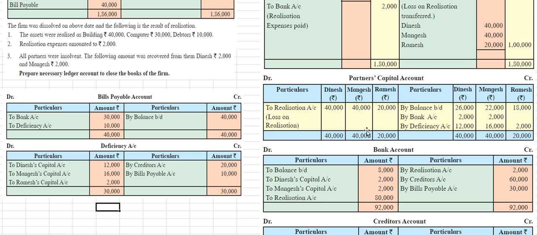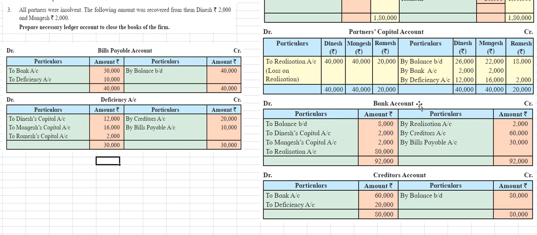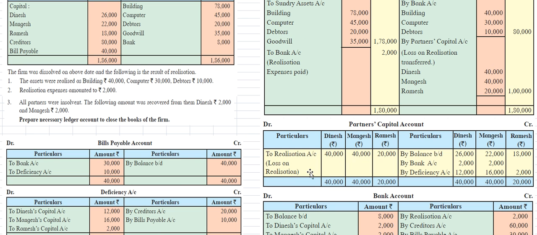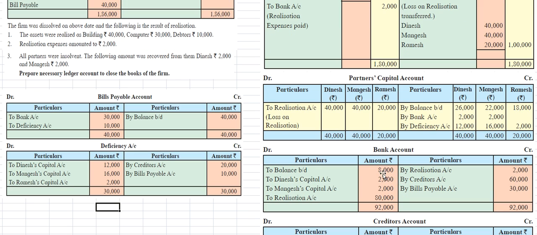And next is the deficiency amount. On the debit side the amount is showing, so we need to balance. So the deficiency amount is 12,000 rupees, 16,000 rupees and 2,000 rupees in the partner's capital accounts. After that, in the bank account, we see how much amount is there. First, the balance brought down is 8,000 rupees, already there in the bank account. And next is Dinesh and Magesh brought 2,000 and 2,000 rupees.